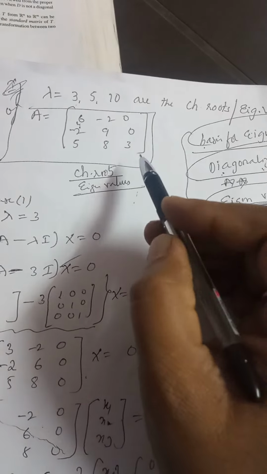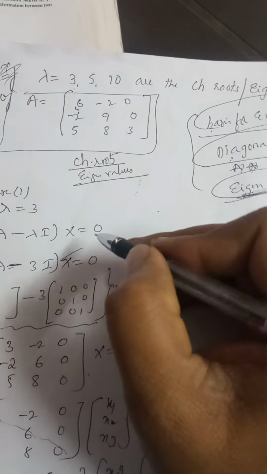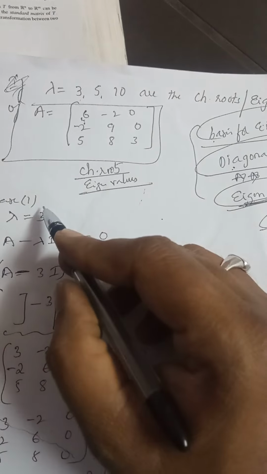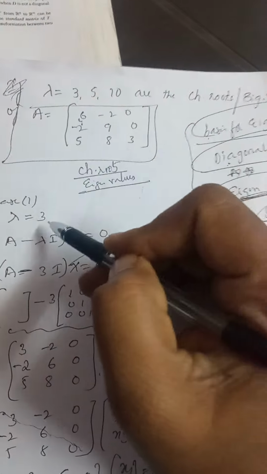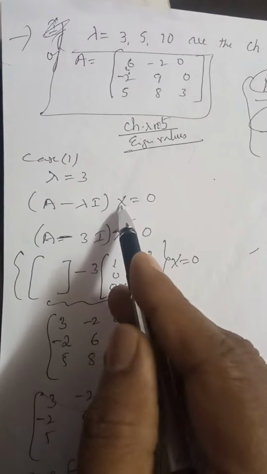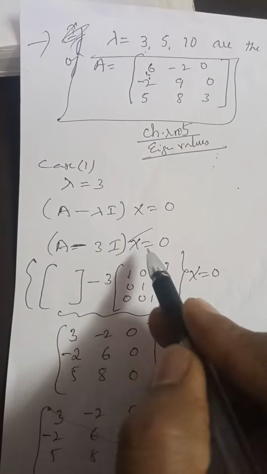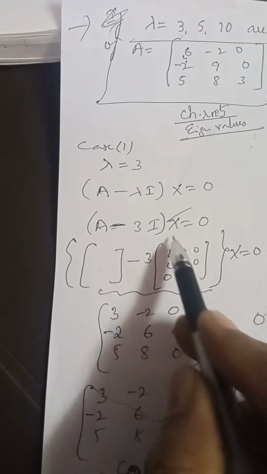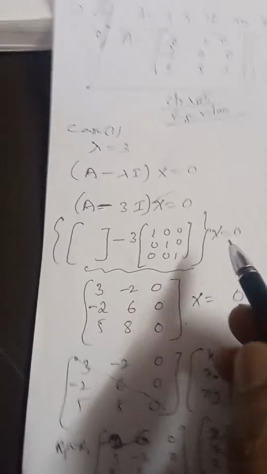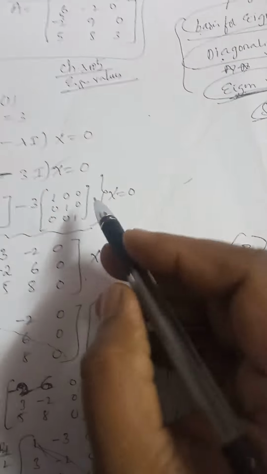After getting the eigenvalues, now I am going to find the eigenvector corresponding to the first eigenvalue. The first eigenvalue is 3, so now I am taking 3. (A minus lambda I) into x is equal to 0. A minus lambda means A minus 3I into x is equal to 0. A means I have to write the A matrix minus 3 into the unit matrix, whole thing into x is equal to 0. Now directly I am simplifying.